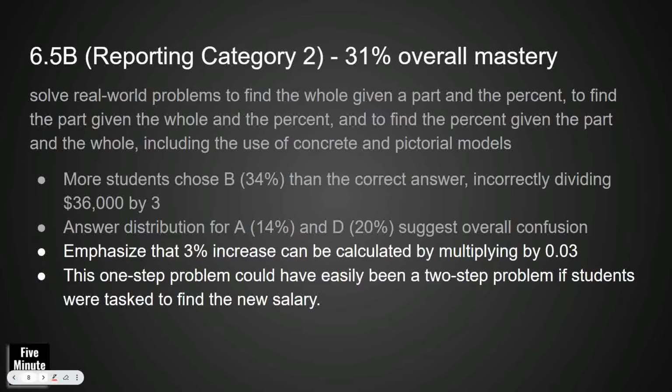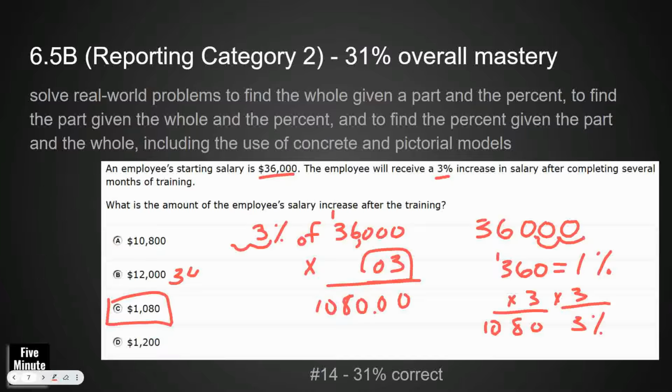Now, more students, though, instead chose B, 34%. So we had 34% choose that and 31% choose the correct answer. How did we get B? Well, they just saw this 36,000 and 3 and they just divided. 36,000 divided by 3. And those numbers do go together. Mentally, I can do it: 12,000. But holy cow, if they got a $12,000 increase, right? That's a third. 12,000 times 3 gets you 36. So really, you didn't find 3%, you found 33 and a third percent.